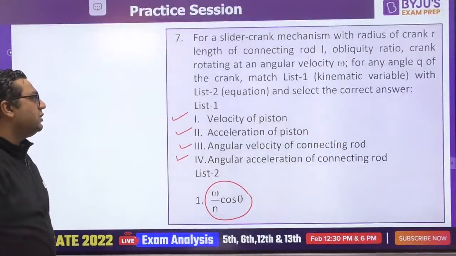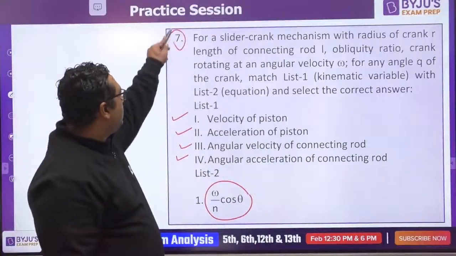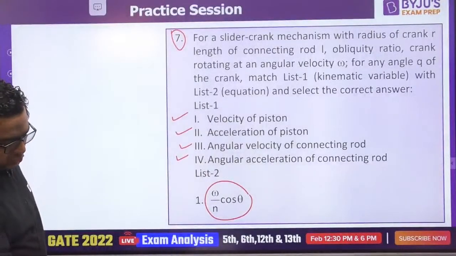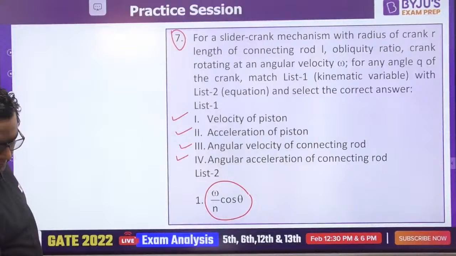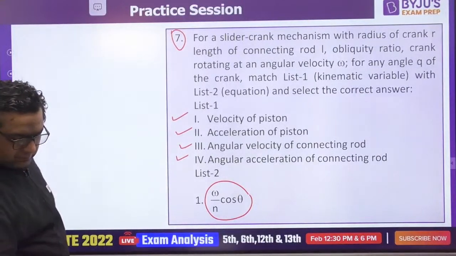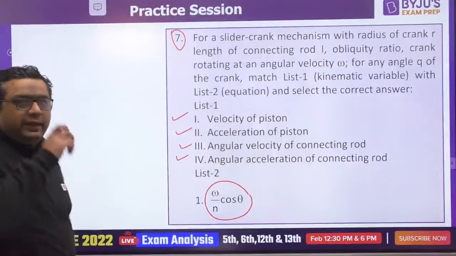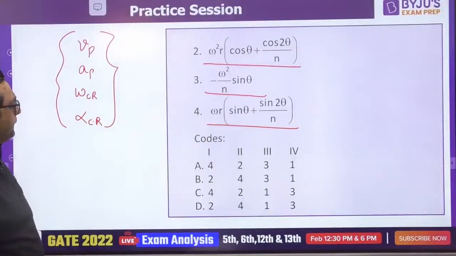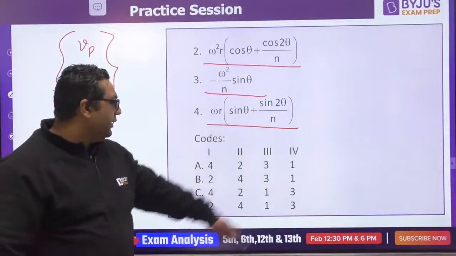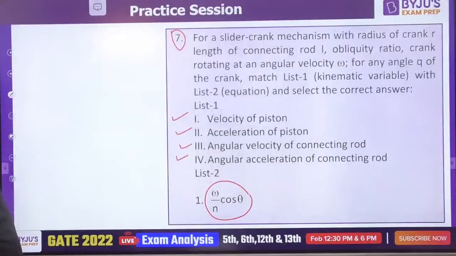Pradyumna, it is not question number 3, it is question number 7. Solve it. Okay, Tamil Selvan is saying A. I am showing you the options again: 4, 2, 3, 1.